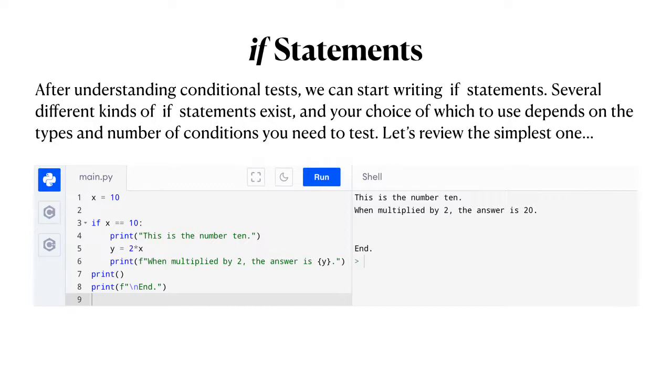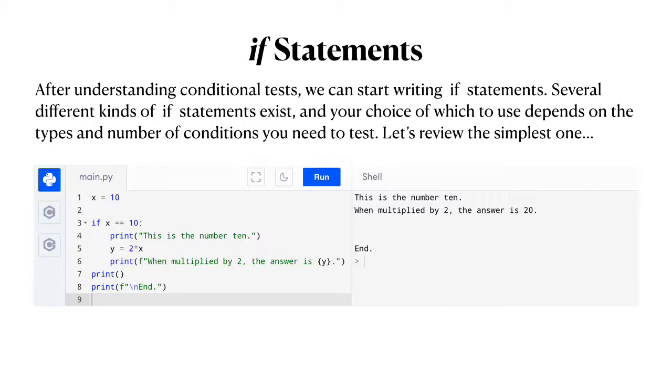Those 3 lines after line 3, meaning line 4, line 5, and line 6, are the only commands that Python will perform after if statement number 3. Line 7 and line 8 are not part of if statement number 3. If Python finds the conditional test to be true, Python performs lines 4 to 6, which is print the number 10, perform the operation y equals 2 times x, and then print again, when multiplied by 2, the answer is y.